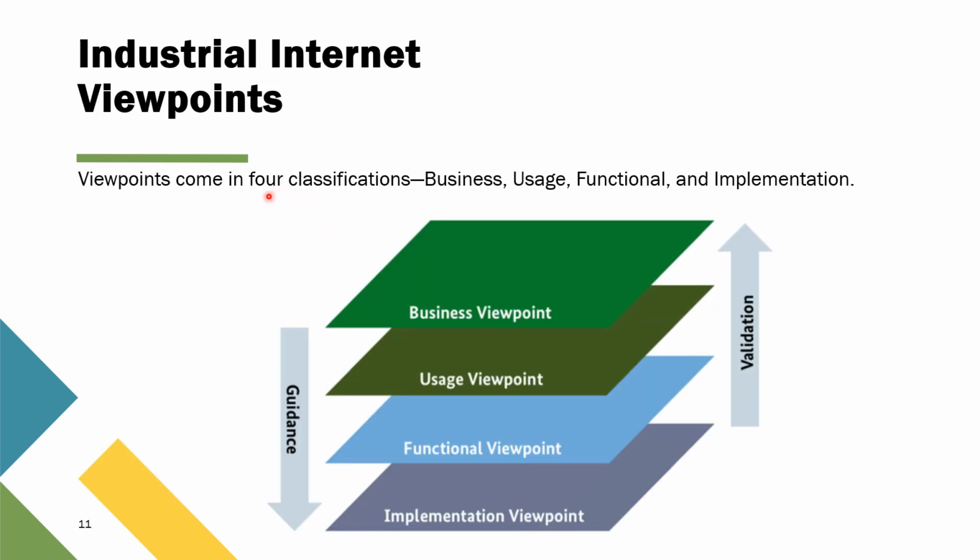The industrial internet viewpoints are classified into four classes, which are business, usage, functional, and implementation. Okay, so going up through these viewpoints from implementation to business, the increment of validation for the stakeholder will be increasing. So imagine that these are the people at the top of the business, and then going down, more guidance will be needed as we go from the business viewpoint to the implementation viewpoint.